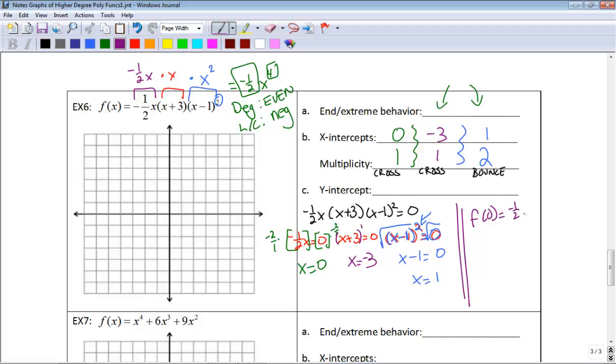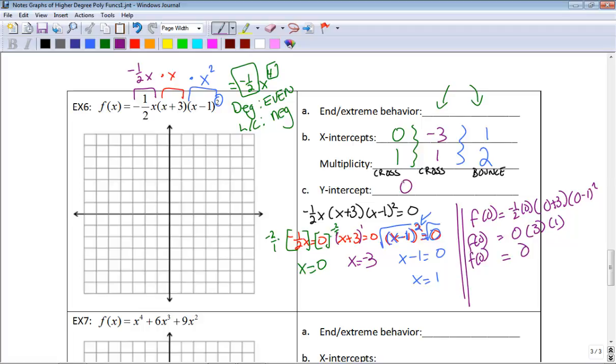Instead of writing x, I write negative 1 half times 0 times 0 plus 3 times 0 minus 1 squared. Negative 1 half times 0 is 0. 0 plus 3 is 3. And then negative 1 squared is 1, but it doesn't really matter because 0 times anything is 0. So my y-intercept here is 0.